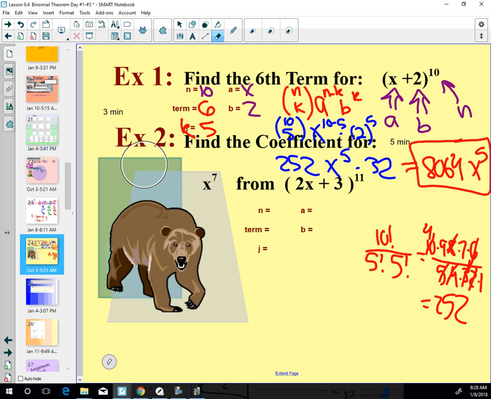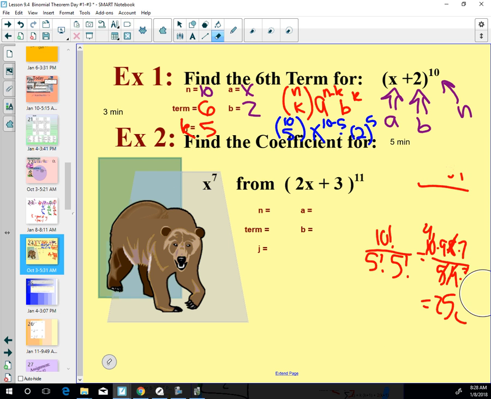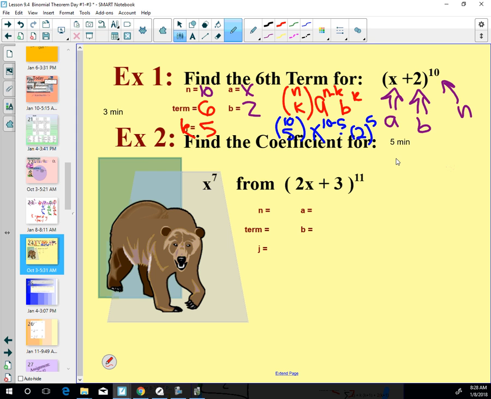Let's try the next one. Find the coefficient for x to the 7th. So what we would look at here is 2x plus 3 to the 11th. A is this first part, 2x. What's B going to be? Just 3.